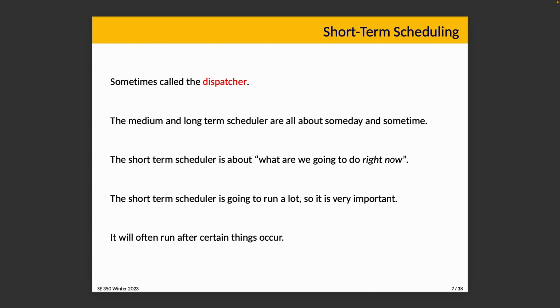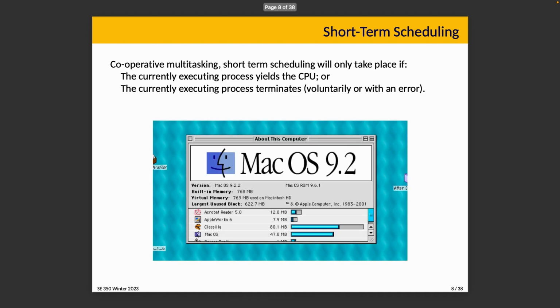So there is going to be a need for the short-term scheduler in a few different situations, and I mentioned a couple already, but let's talk about them in some more detail. One of them is cooperative multitasking. And short-term scheduling will happen in a cooperative multitasking system where a currently executing thread voluntarily yields the CPU, or it terminates, whether it terminates voluntarily or with an error. Some ancient operating systems, and Mac OS, the classic one, was like this. It required processes to have a yield call to make the best use of the CPU.